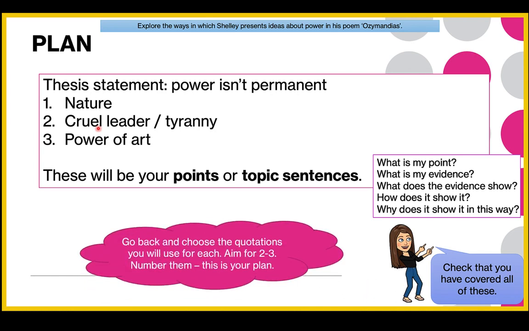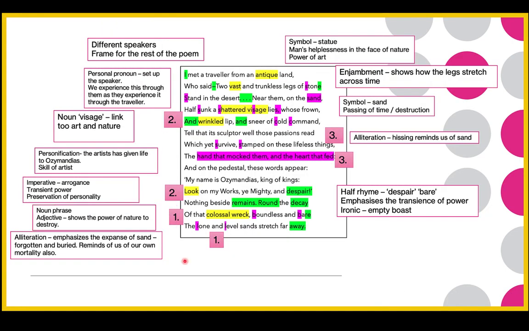Once you've got these, then you can go back and choose the quotations that you want to use for each. Do aim for 2 to 3 quotations for each of these different sections, each of these different points, and then just number them. So you don't have to write out a brand new plan. You could if you wanted to. Depends how you choose to organise your ideas, but you could just have these scribbled down somewhere on your paper, on your poem, and think, right, okay, I'm going to talk about nature first of all. Now I'm going to have a look back at the poem that I've already highlighted and annotated. Which 2 or 3 quotations can I use in my answer to talk about nature? And I've done that right here.